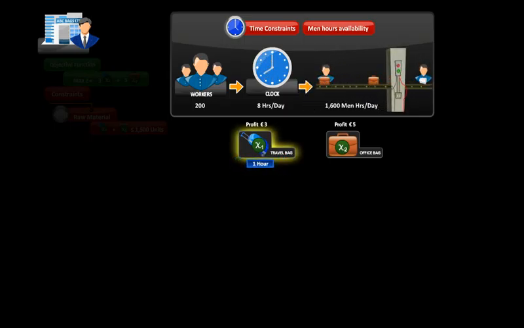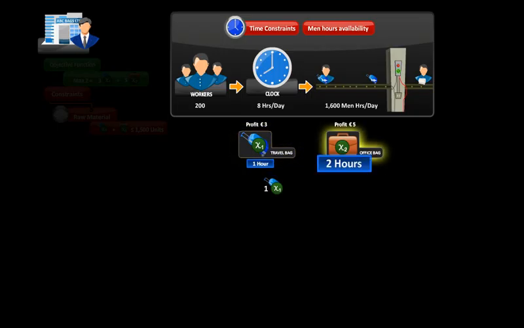Each travel bag requires 1 hour of manufacturing time. So, the total time required to manufacture X1 number of travel bags is 1 multiplied by X1 equals X1. Each office bag requires 2 hours of manufacturing time. So, the total time required to manufacture X2 number of office bags is 2 multiplied by X2 equals 2X2.